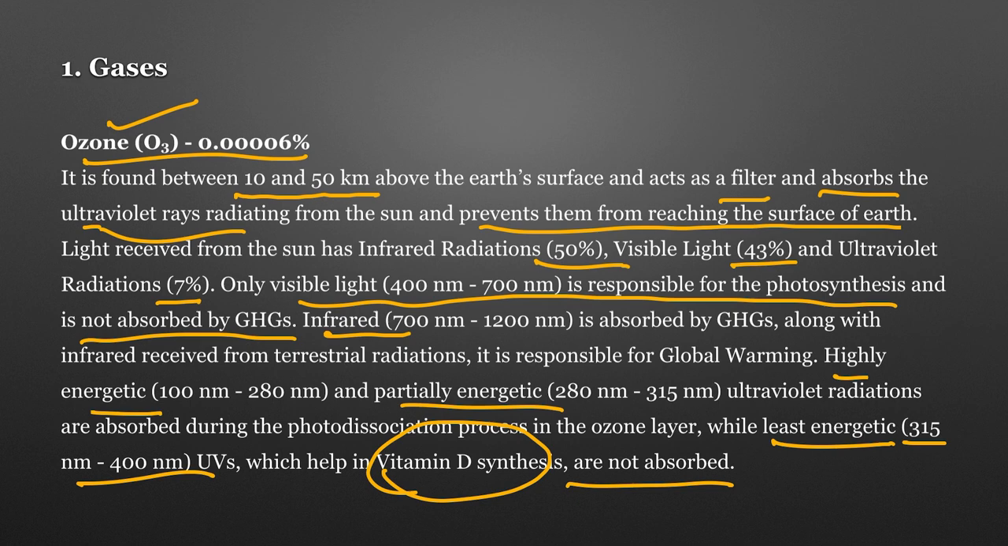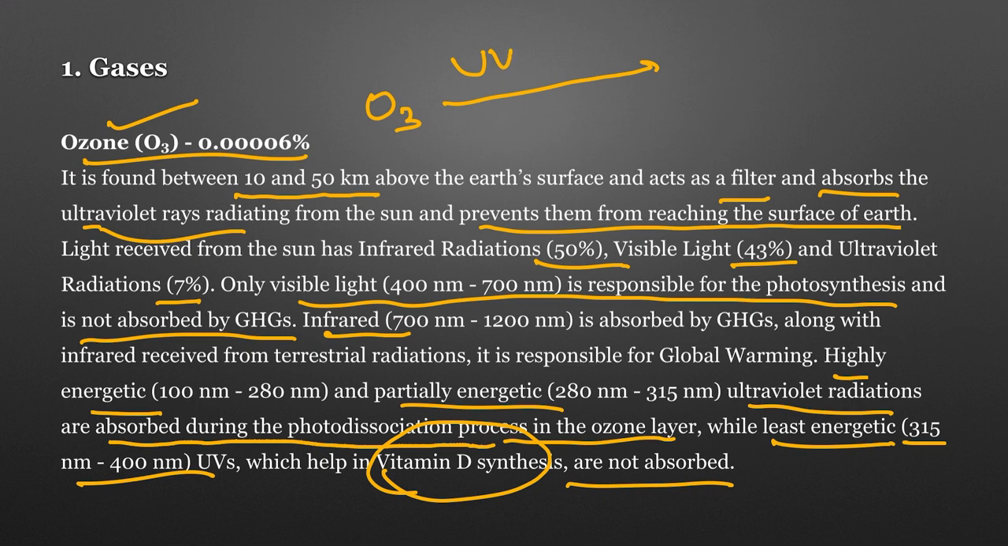However, there are three types of ultraviolet radiation. The least energetic ultraviolet radiation helps in the synthesis of vitamin D in our body. Ultraviolet radiations are absorbed during the photodissociation process of the ozone layer. What is the photodissociation process? When ozone comes under UV-B and UV-C, where C is highly energetic and UV-B is partially energetic, ozone breaks into oxygen gas and an oxygen atom. This is called photodissociation.